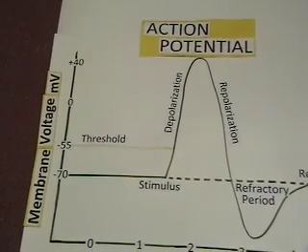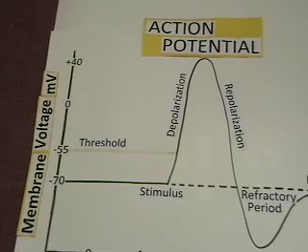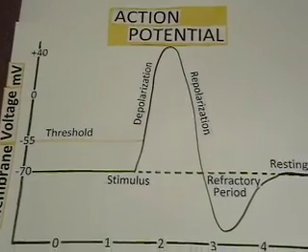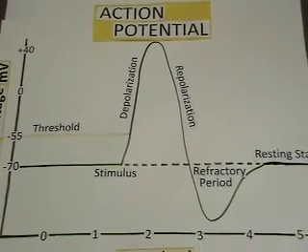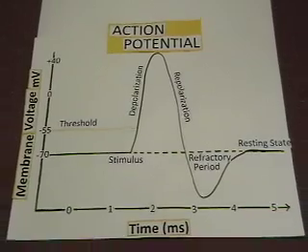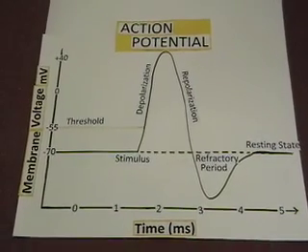After this stage, there is the repolarization phase. This is where the positive charge causes a reversal of the membrane potential to a negative inside and back to the resting potential. The resting state of the cell membrane is negative 70 millivolts.